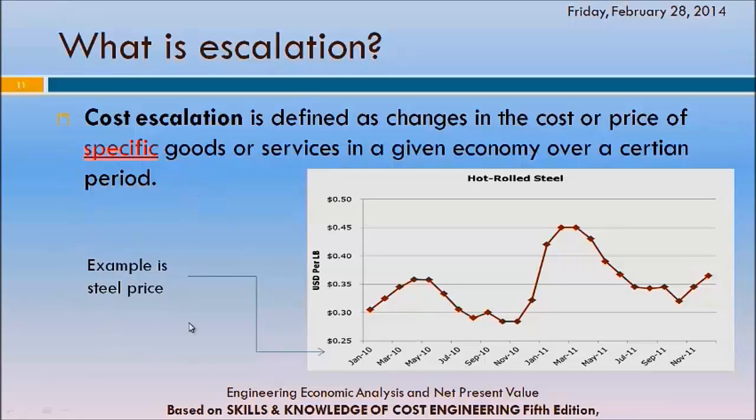Example, steel. Steel is escalating up and down. Sorry, it's fluctuating up and down. So escalation for steel might be 10%, 20%, depending on the year. This is also a screenshot of hot roll steel price from January 2010 up to November 2011. So the difference between escalation and inflation is that inflation is general and escalation is for a specific item.